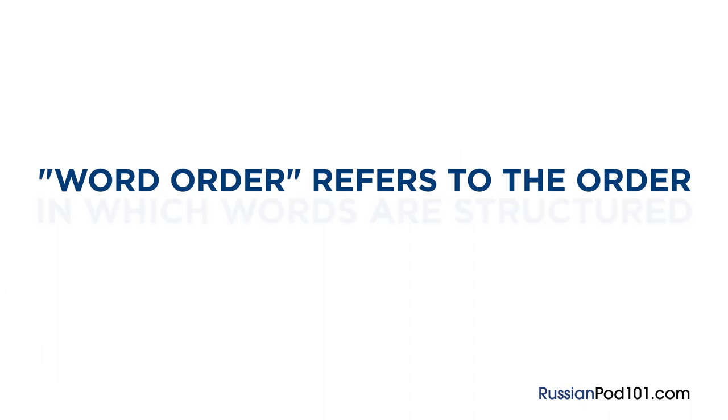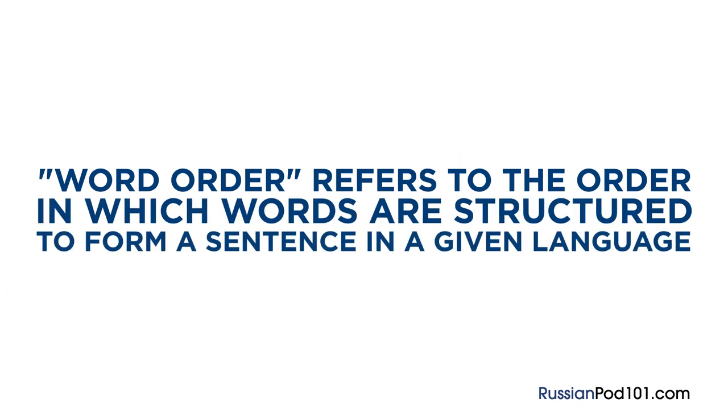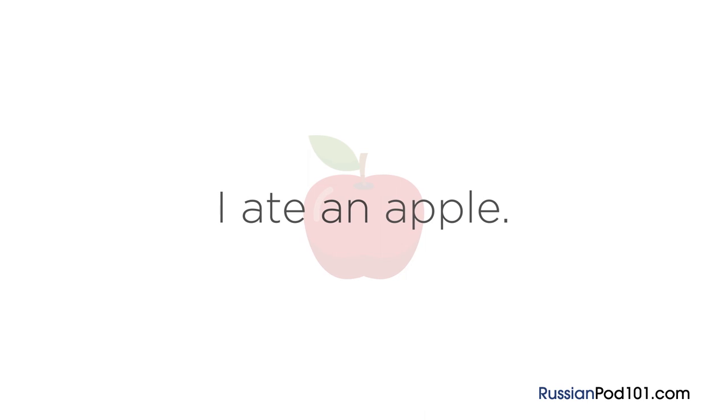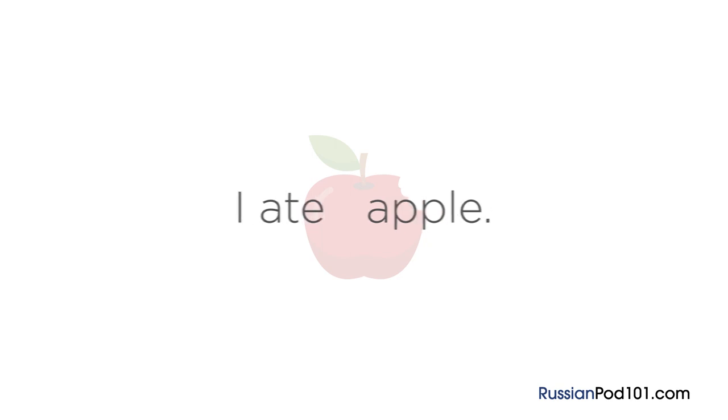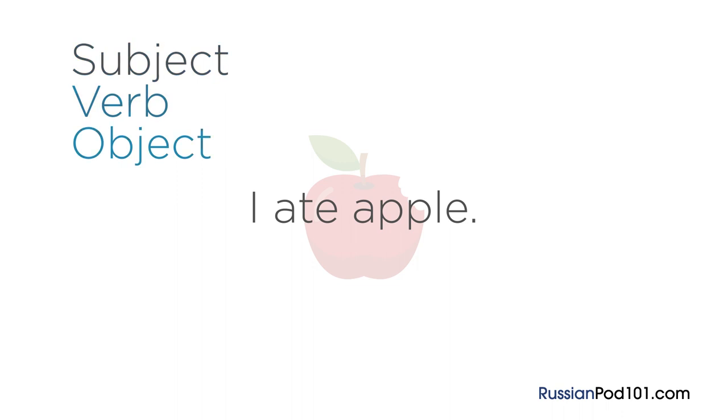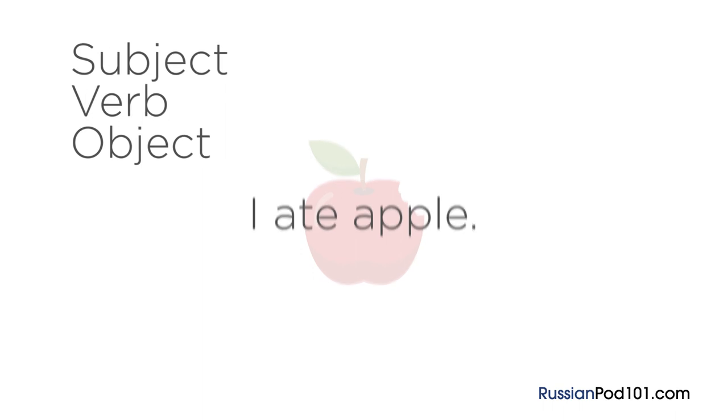Word order refers to the order in which words are structured to form a sentence in a given language. Consider the English sentence, I ate an apple. But first, let's remove the article an here for simplicity, so we're just left with I ate apple. The basic word order for English is subject, verb, object, or SVO for short. If we break down the English sentence, I ate apple, we can see that the subject I is presented first, followed by the verb ate, and then finally the object apple is positioned last. This is the basic word order for sentences in English.